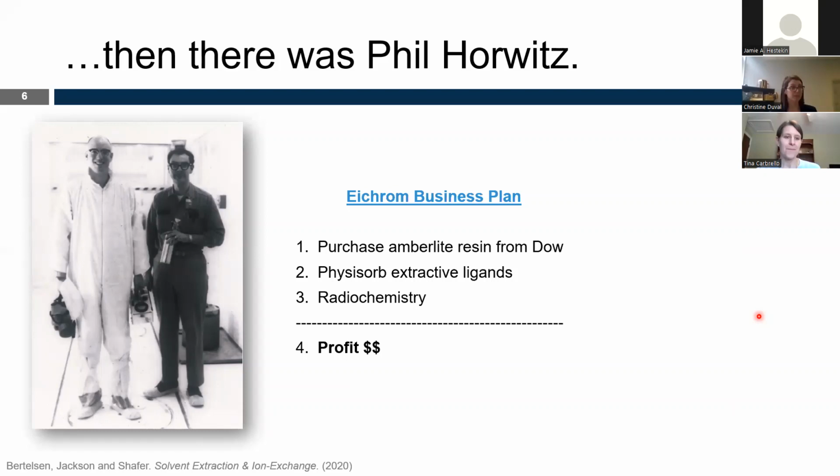They actually bought Amberlite from Dow. They would physisorb extractive ligands into those resins, do whichever radiochemistry separation they want, right? And then at the end of the day, they were able to sell that to other users of the technology.